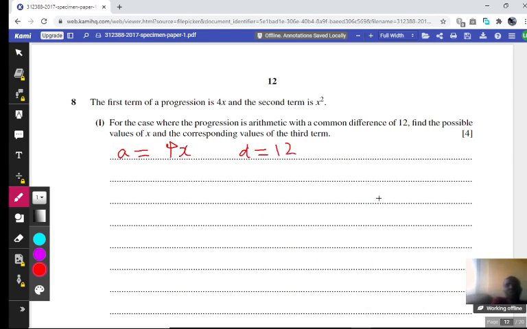d is equal to 12. Then what else are we given? We are given the second term. The second term is a plus d. That's the second term of an AP, which is x squared. That's the second term, right?